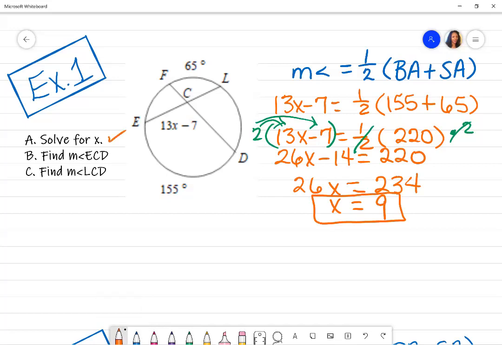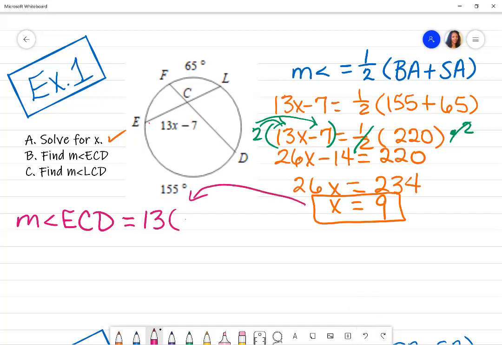Okay, so part B asked me to find the measure of angle ECD. So again, I'm looking at the symbol and I'm following the directions that are shown here in that order, E, C, D. So I'm trying to find this angle. And what I know is it's shown as an expression. So it's shown as 13x minus 7. Well, the x we just determined is 9. So that's what we're going to put in for x, minus 7. And once you simplify, the measure of angle ECD is 13 times 9 minus 7, which is 110 degrees.